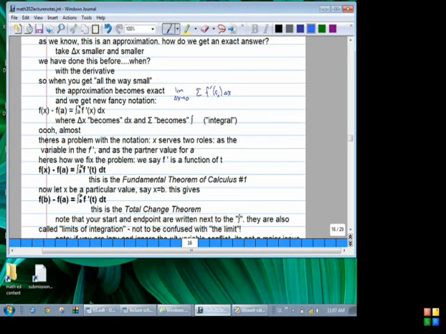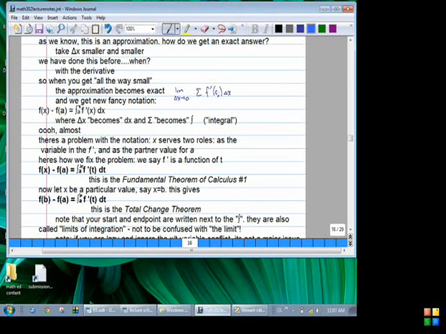So we would read this as the integral from a to b of blah, blah, blah. Now those things have names. I call them the starting point and the ending point. The technical terms for these are the limits of integration.